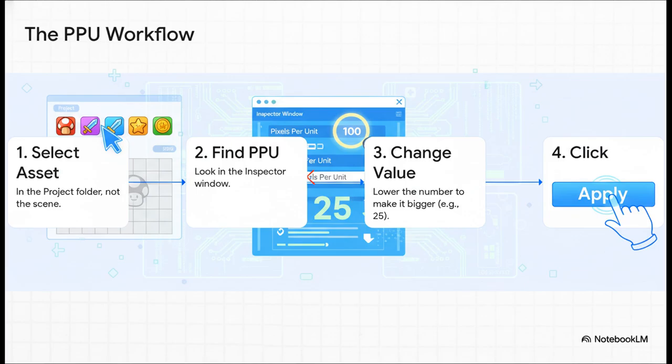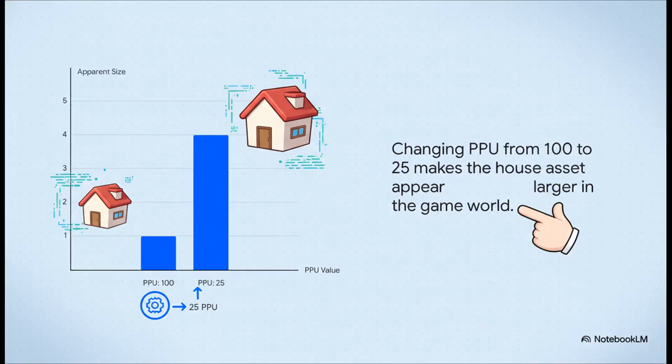And finally, and don't forget this step, everybody does it first. You have to scroll down to the bottom of the inspector and hit that big, beautiful apply button. If you don't hit apply, none of your changes will stick. And boom, just like that, look at the difference. By doing one simple thing, changing that PPU number from 100 down to 25, we've made the house 4 times larger in our game world. And the best part?